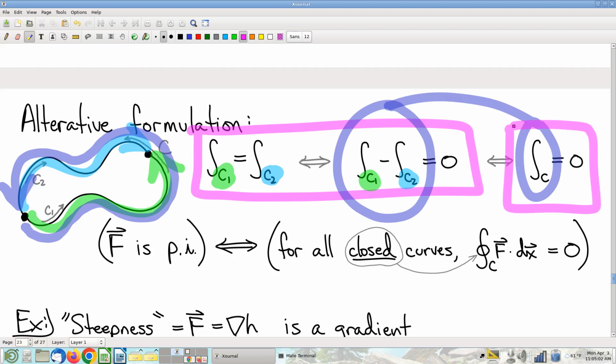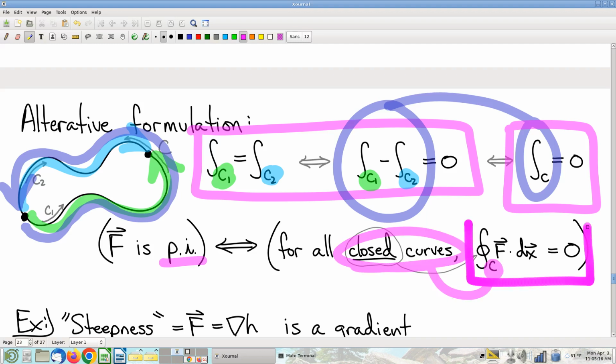So this is the alternate formulation. It's just playing around with minus signs. It's the same idea, though. The alternate formulation of path independence is that for every closed curve, the vector line integral is always 0. Said differently, all circulations are 0. Just a different way of saying path independence.